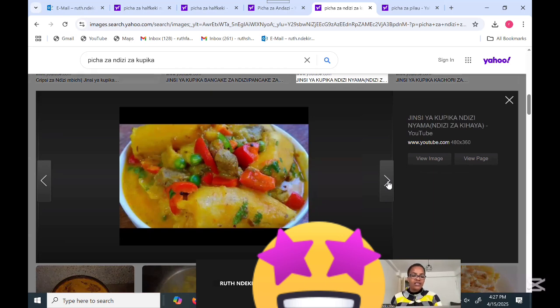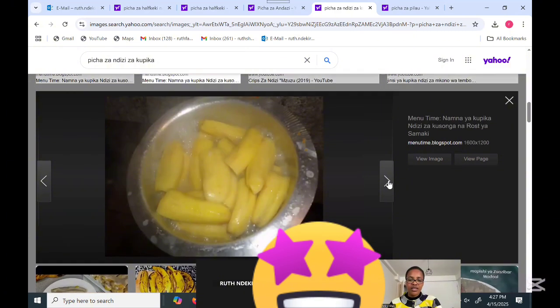So people cook it the way they want, but at the end, we need some bananas which are green or yellow, but not ripe. It shouldn't be ripe at all. And then with a mixture of meat or maybe fish, and it should be like that.